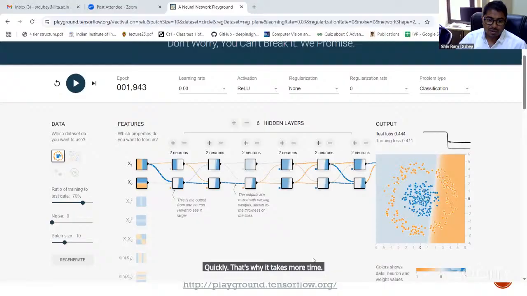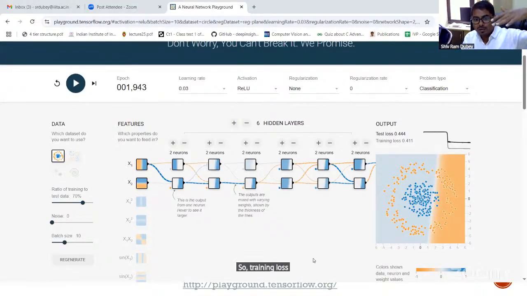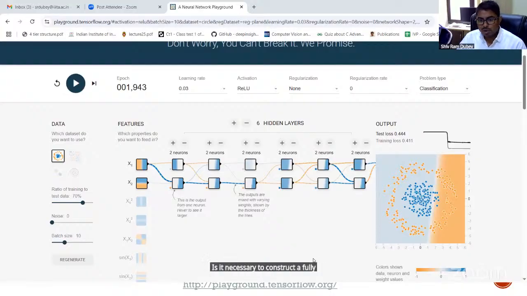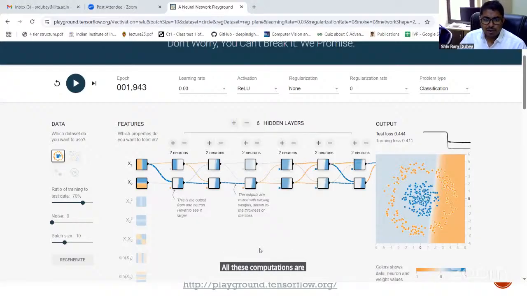What is the difference between test loss and training loss? Training loss is computed on the data which is part of the training set, and test loss is computed on the data which is part of the test set, because we divide our data into training and test parts. Is it necessary to construct a fully connected perceptron or layer? Yes, if you have a neural network, it is always fully connected. All these computations are time independent, and only do computations on the data values.